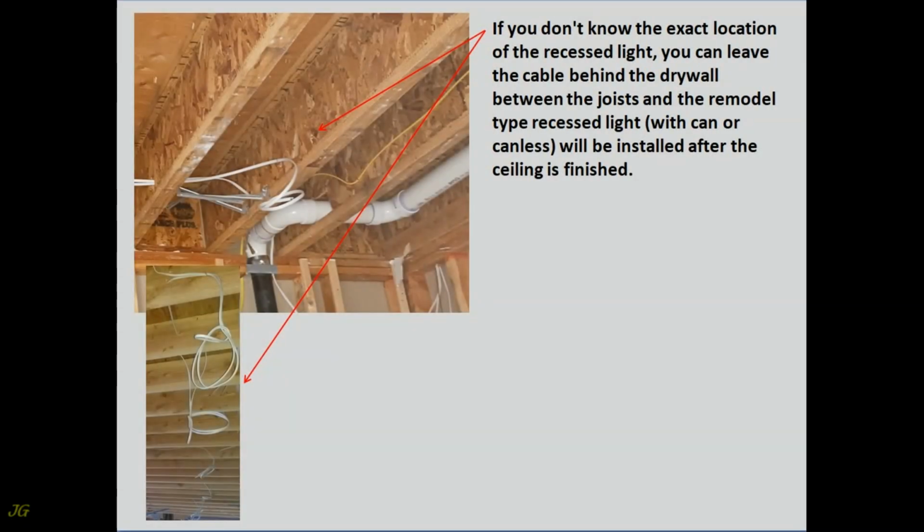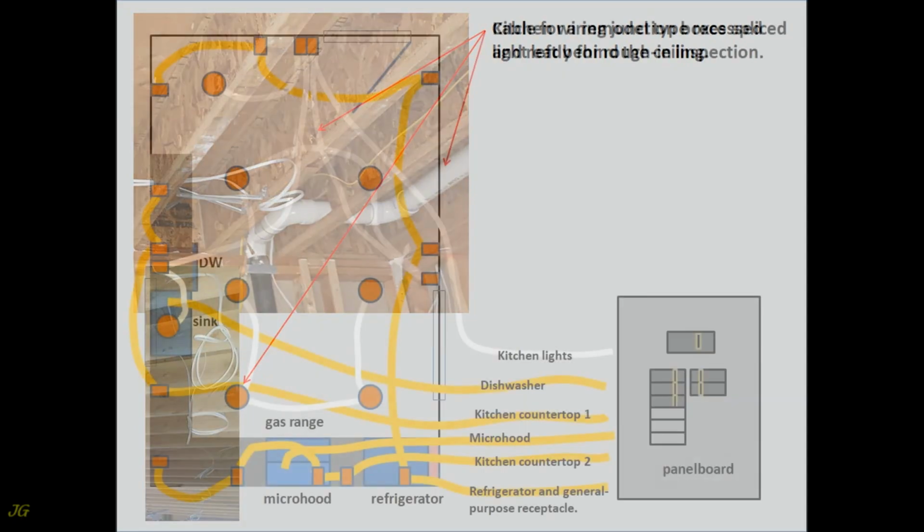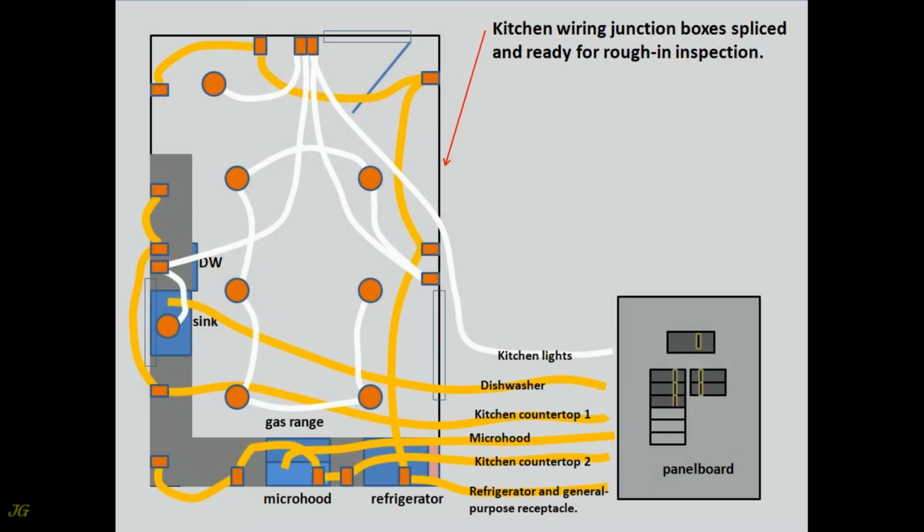If you don't know the exact location of the recessed light, you can leave the cable behind the drywall between the joists, and the remodel type recessed light, with can or canless, will be installed after the ceiling is finished. Cable for a remodel type recessed light left behind the ceiling. Kitchen wiring junction boxes spliced and ready for rough-in inspection.